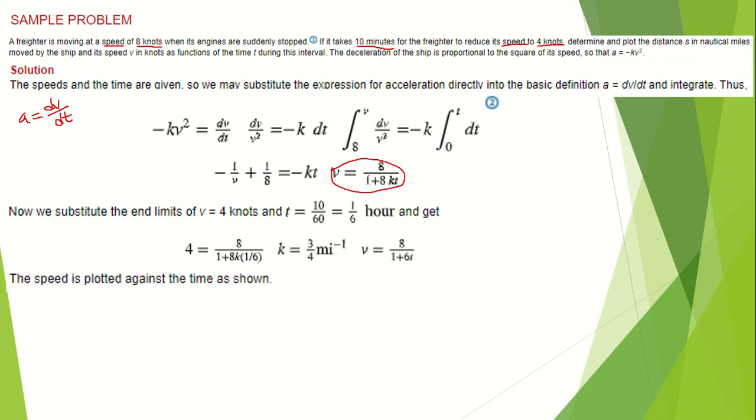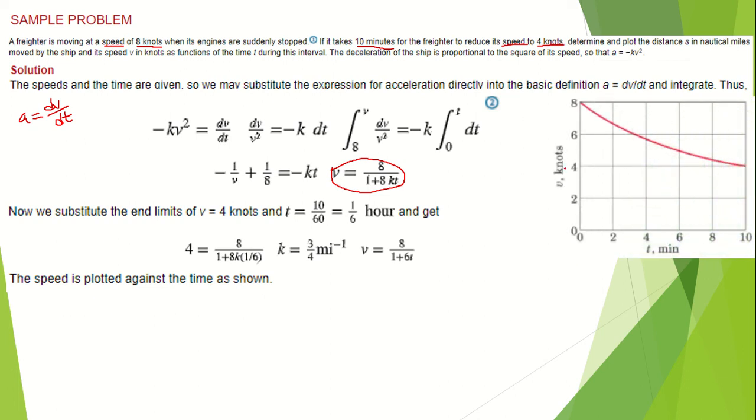So the speed is plotted against the time as shown. Here is the illustration. Using this, we can plot at t equal to 0, at t equal to 1, 2, 3, 4, and so on and so forth, and you will get this graph.